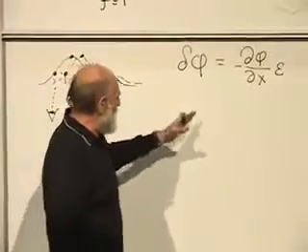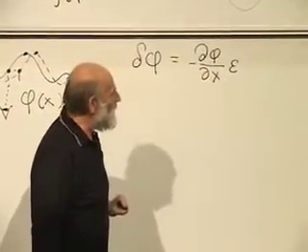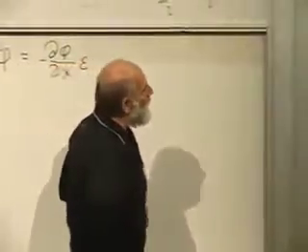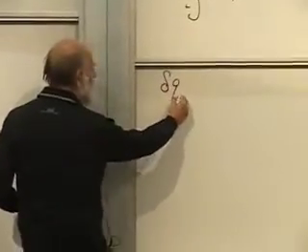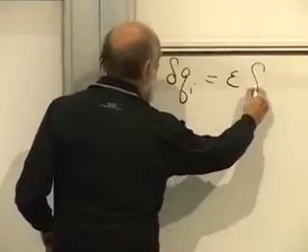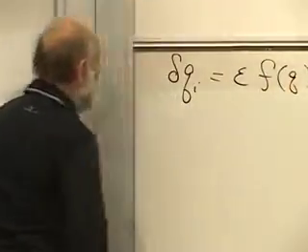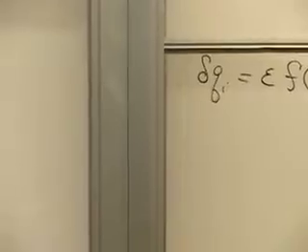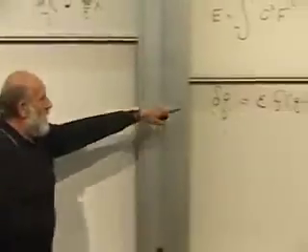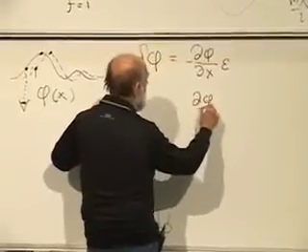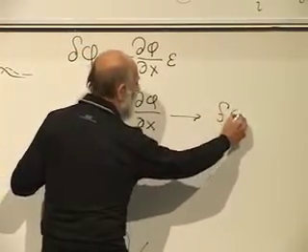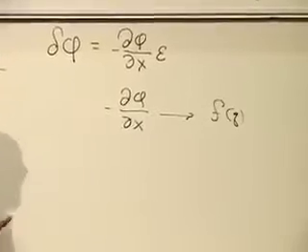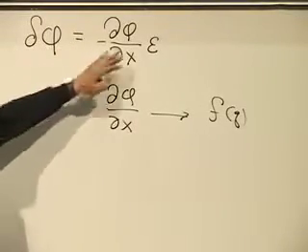At every point in space, phi changes by this amount. That's an example. It's a special case of this idea that delta q, the change in a q, is epsilon times a function of all the q's. In this case, epsilon is just epsilon, but f of q is the partial of phi with respect to x. That's what represents f of q, the small change in phi when I do the operation.